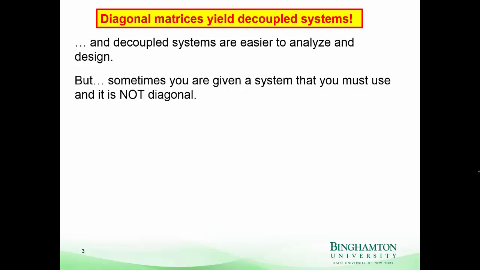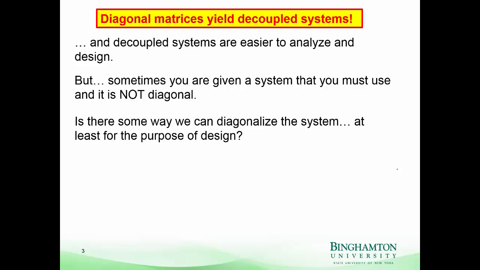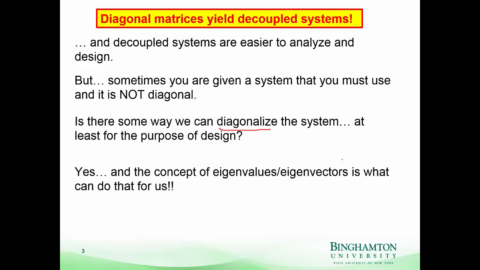So decoupling boils down to looking at diagonal matrices, and this idea of transforming into a diagonalized or decoupled system leads to the idea of diagonalizing a system. So is there some way, given some matrix that's not diagonal, can we somehow diagonalize it for the purpose of leading to a good design, simplifying design? Can we diagonalize the system but have it still represent the original system, and then be able to come back to what we want to do?